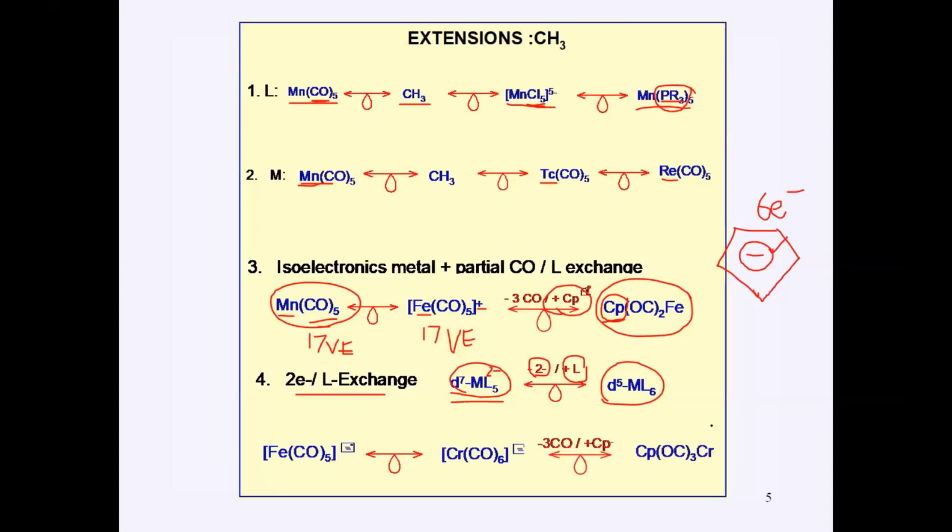This one, Fe(CO)5, is a neutral compound. Cr(CO)6 is also a neutral compound. This is ML5 type. This is ML6 type. Both are 18 valence electron. You remove 3 carbon monoxide and add a Cp group, you will get this CpCr(CO)3.